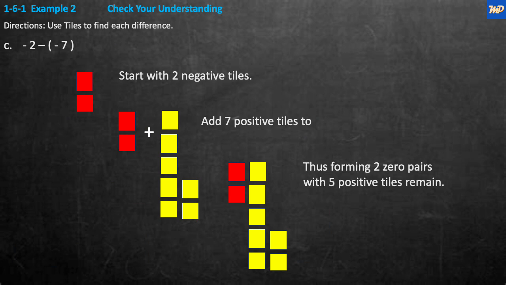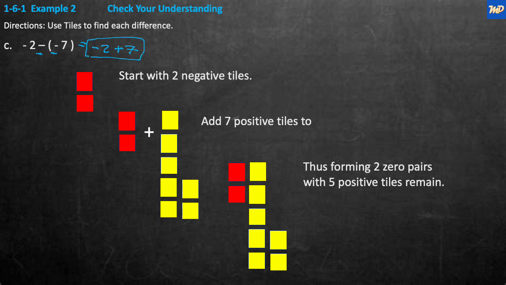Okay, still for example 2, checking our understanding. This is a continuation slide from the previous slide. We use tiles to find each difference. So in this problem here, C, we're going to take negative 2 tiles minus negative 7. Well, we don't have that many tiles floating around in our problem, so we have to add some tiles. So I'm going to convert this negative 2 minus negative 7 to negative 2 plus 7. We do that because a negative by a negative turns to a positive.